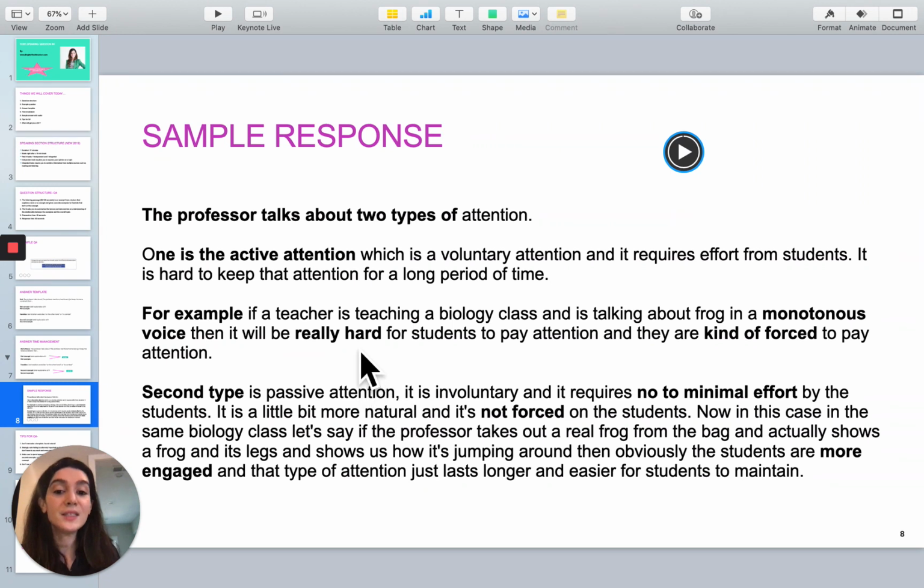And I chose these words that I have bold here because I wanted to pinpoint the differences between the active and the passive attention. Because think about it. Here, active attention is really hard for students. And this one requires no to minimal effort. The active attention is kind of forced, whereas passive attention is not forced. So I chose these words to stress for pinpointing the differences between the two types of attention, and it makes it easier for the listener to understand my message.